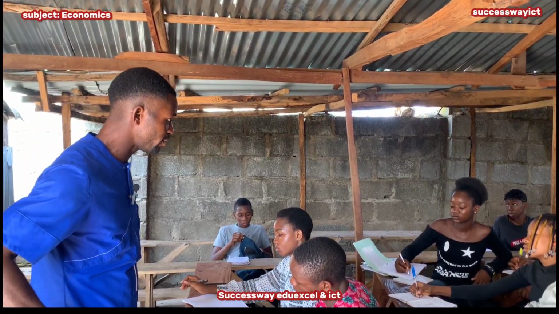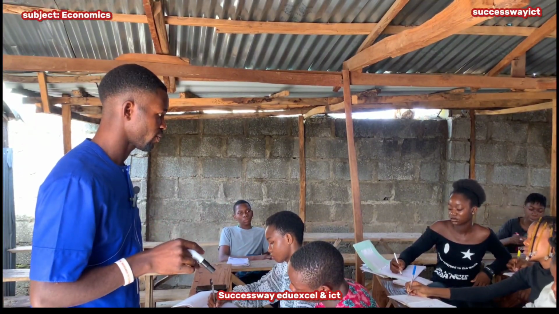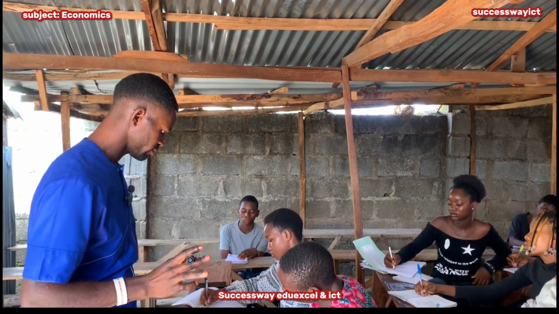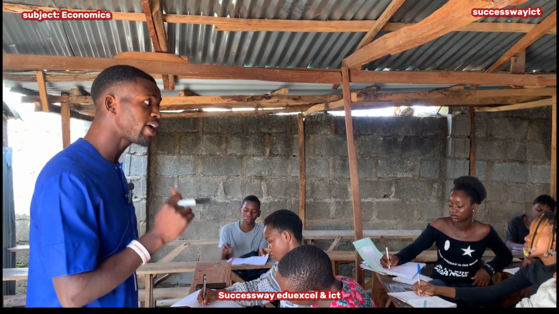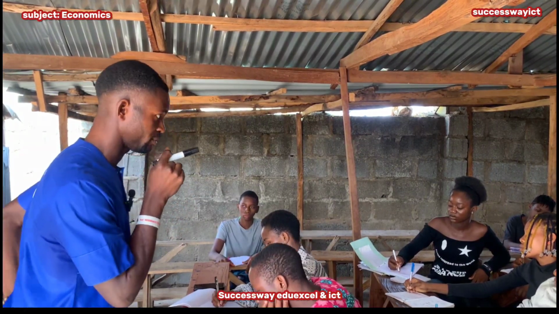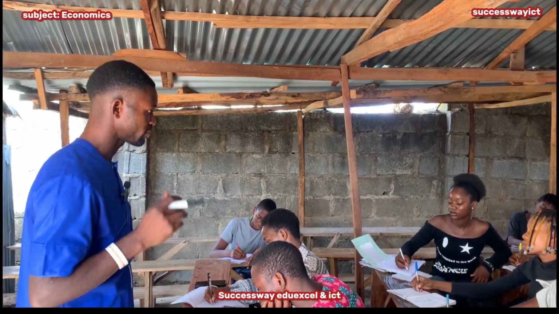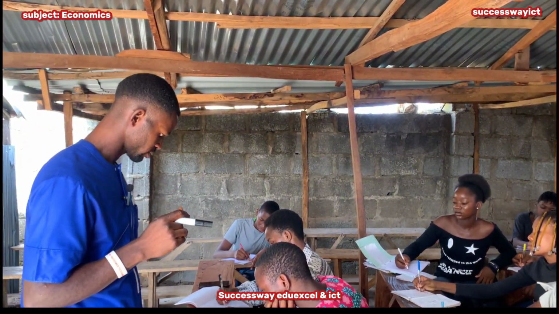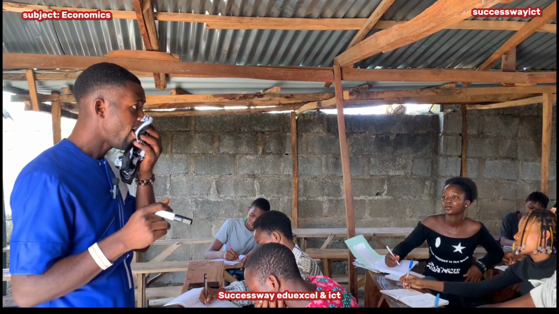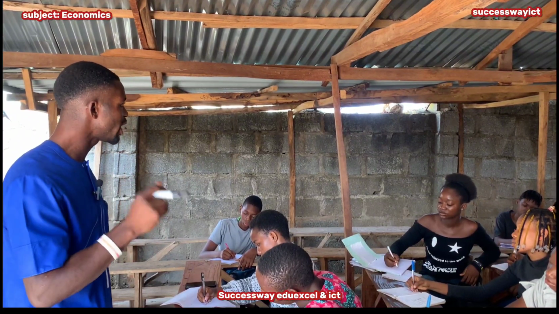Elementary theory of consumers' behavior. Then you listen to the objectives. The objectives are: concept of utility, types of utility, and concept of total and marginal utility.